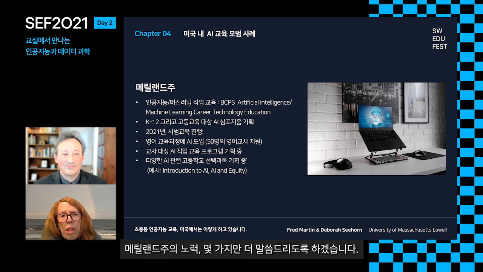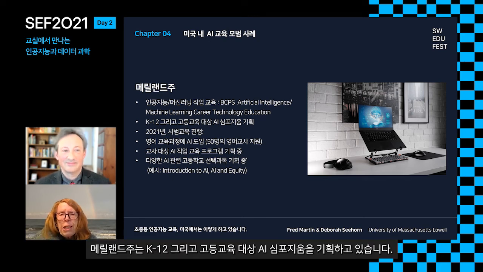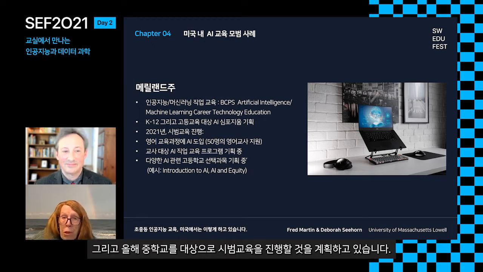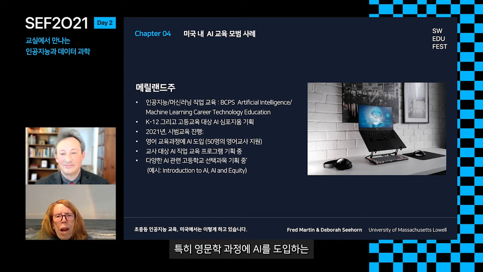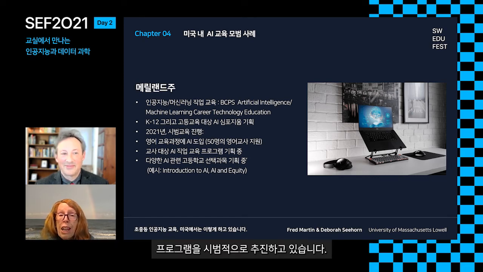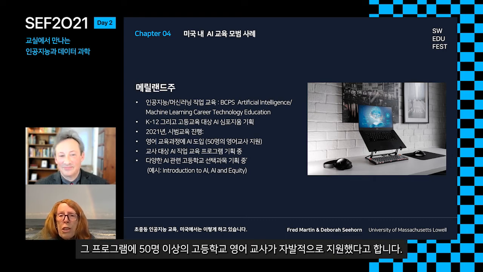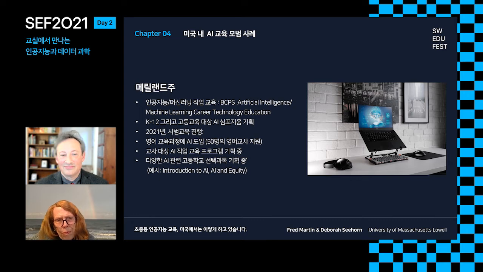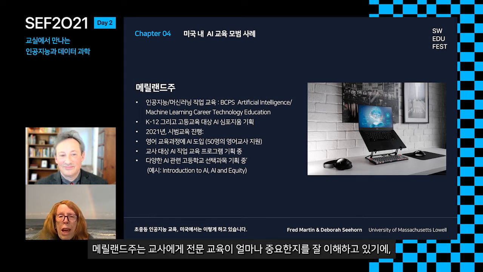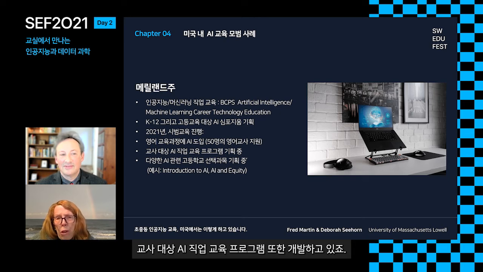A few other things Maryland is doing, just to highlight a few. They're planning a state symposium to include K-12 and higher education. They're planning a middle school pilot this year, and they're piloting an AI and English language arts course. And they have over 50 high school English teachers who have applied. They are also developing an AI learning pathway for teachers, recognizing how important professional learning is for the teachers.